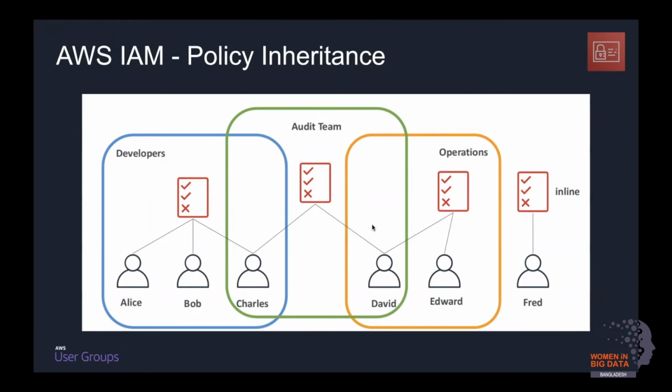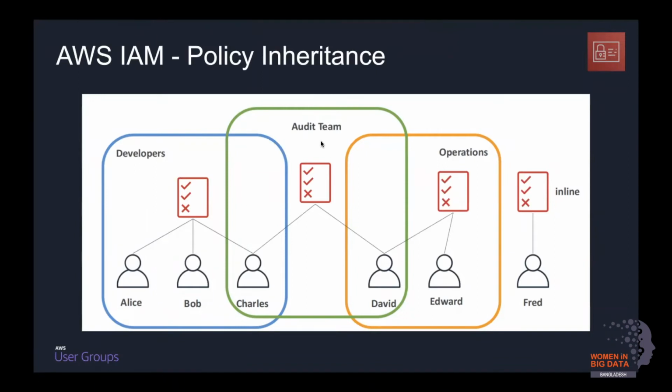So by default, the IAM user will inherit from all the two to three groups. Let's say, for example, Charles. As you can see, Charles is a part of the developer group as well as the auditing group. And here you can see David. He's a part of the audit team as well as operation. So both the permissions will be a union. Developer and audit, whatever they provide, both policies will apply to Charles, as you can see in the image.